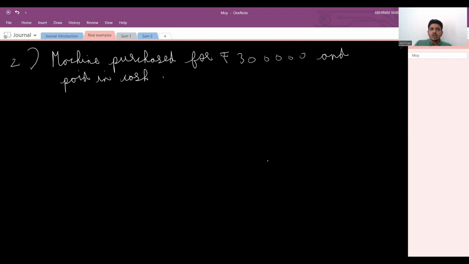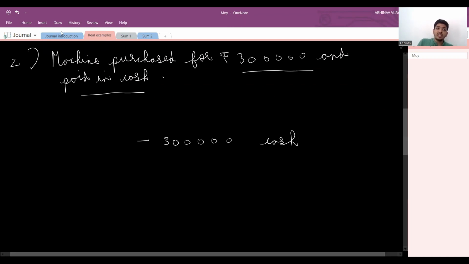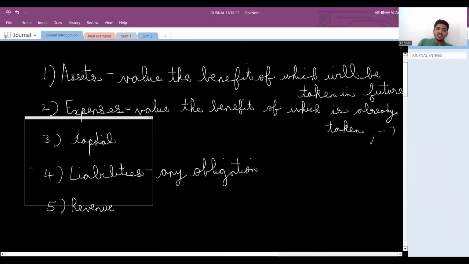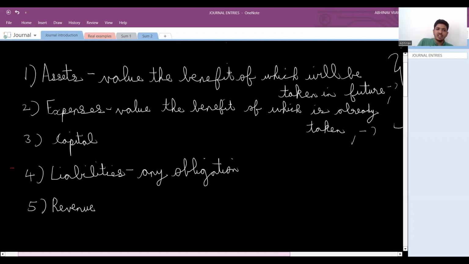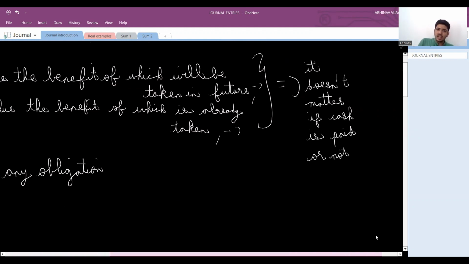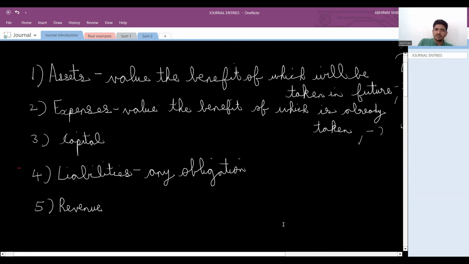Think like this. Net impact: paid in cash. So 3 lakh, which is paid in cash, means 3 lakh rupees cash gets reduced from the business. What is cash? And never forget these definitions. This is the key. You have to see the rules and the definition go together. Memorize the definition now, so it'll be easy. Value, the benefit of which will be taken in the future. It doesn't matter if cash is paid or not. That is the definition of an asset.